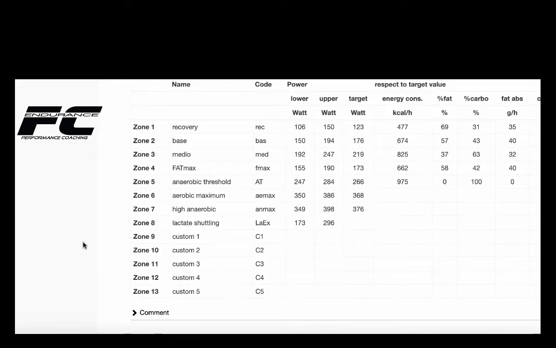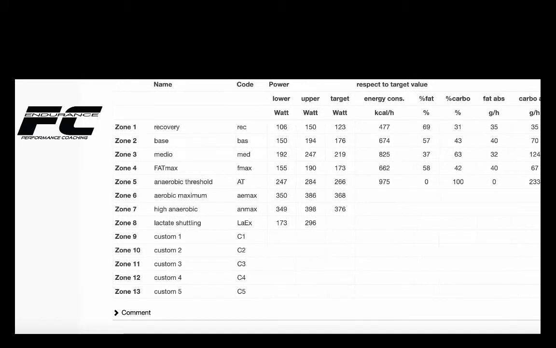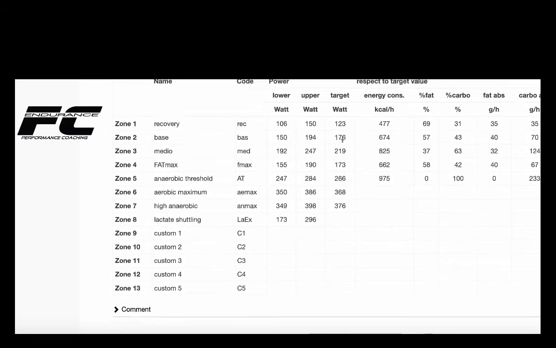So what I'd like to do is just kind of briefly cover a few of these, and then let you know what you're looking at as far as the graphs or the charts here, and then let you know how this is going to impact your training, what we're going to do. So you'll notice here, zone 2, consider that base. At the lower end, that's 150 watts. On the upper end, that's 194 watts. Your target being about 176 watts.